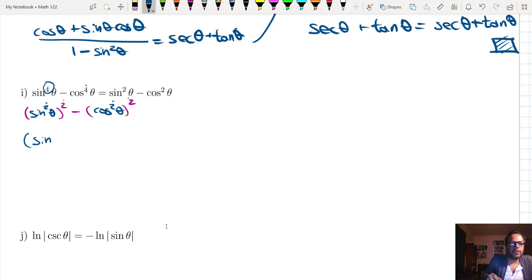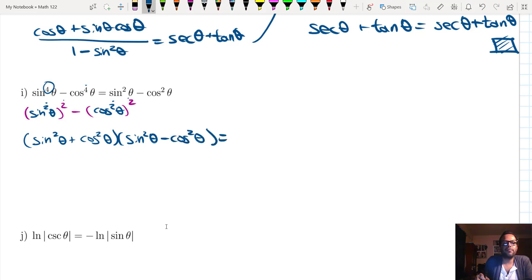sine squared theta plus cosine squared theta times sine squared theta minus cosine squared theta. That equals, I forgot to write it down here, that equals sine squared theta minus cosine squared theta.